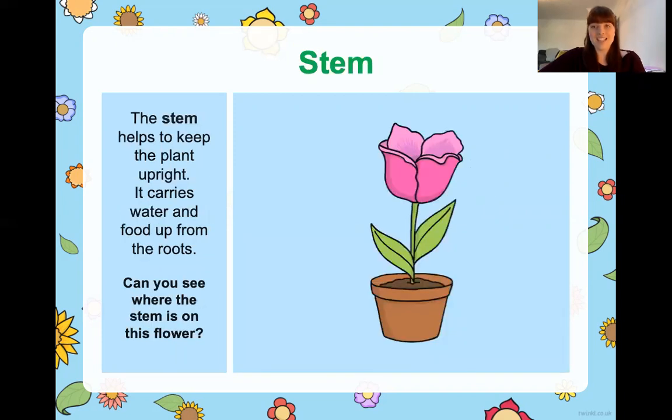It also has a stem. The stem helps to keep the plant upright, and it carries water up from the roots, so it passes it on. So the roots suck up the water and it travels up through the stem. Can you see where the stem is on this flower? Yeah, it's that green stem in the middle, keeping it upright.